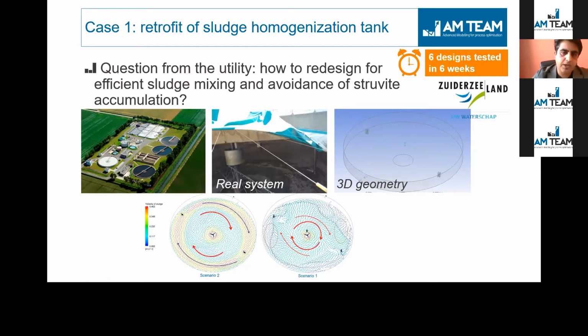Initially the plan was that they had 2 propellers on the side so that they can keep this whole tank in motion, so the liquid is completely revolving. But then we figured out that this is not enough, and you need a central mixer which can provide this vertical flow, so there's enough suspension of the particles. We tested several designs, for example, 6 designs in 6 weeks.